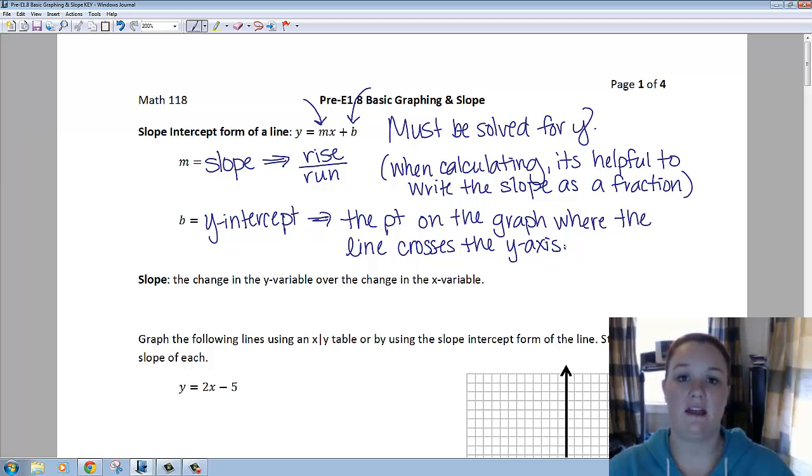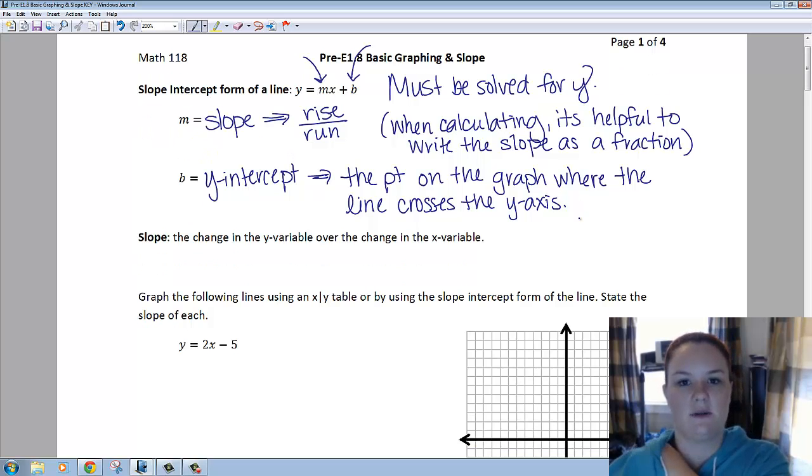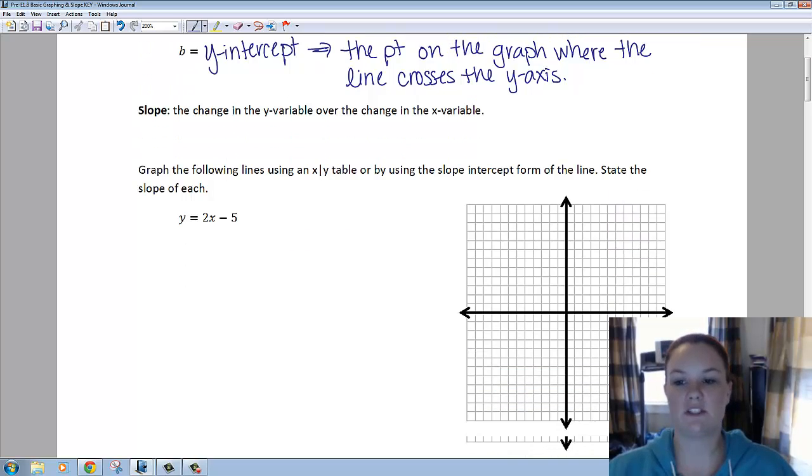Okay, so once we have it solved for y, the coefficient of our x tells us our slope, and the constant term, our b, tells us our y-intercept, which we always write as an ordered pair if they ask for it. Okay, so again here it just says slope is the change in the y variable over the change in the x. I'm fine with you saying rise over run. We're not going to get into the slope formula in this section.